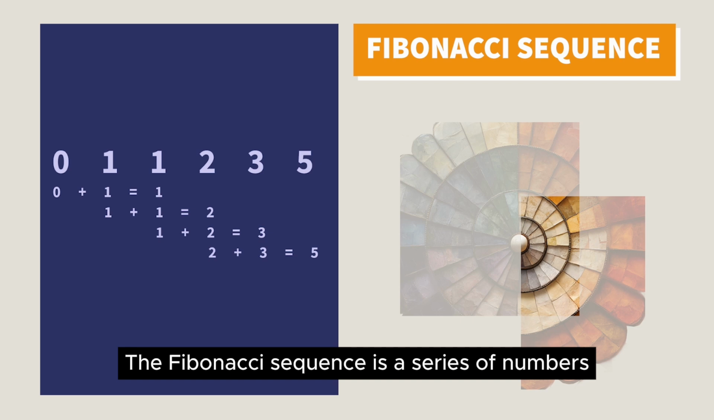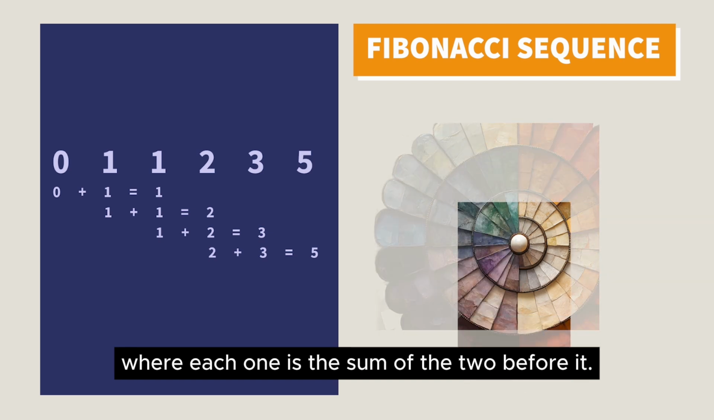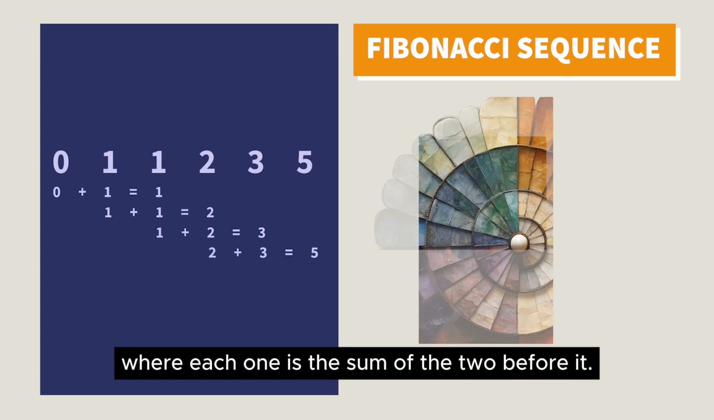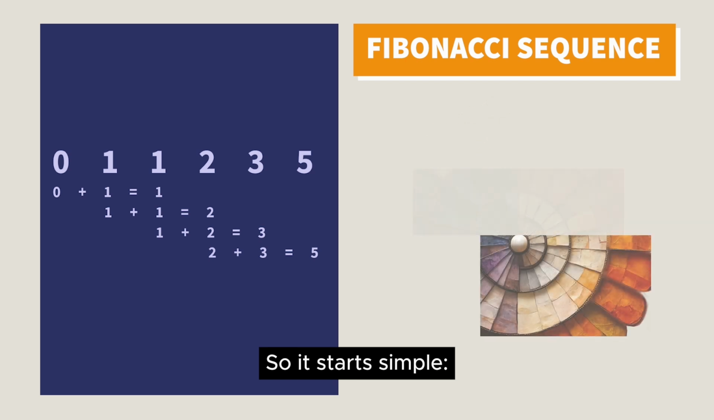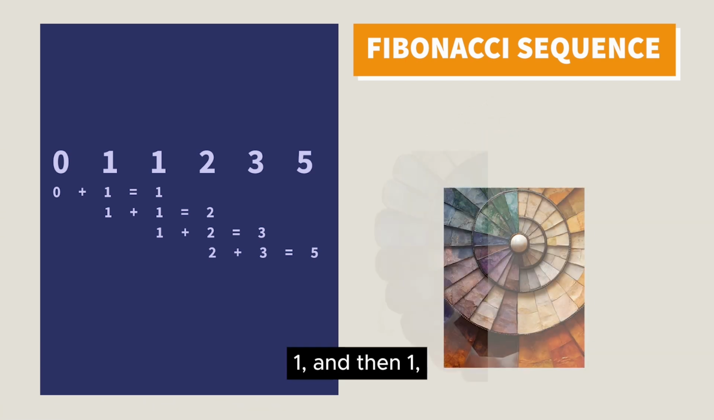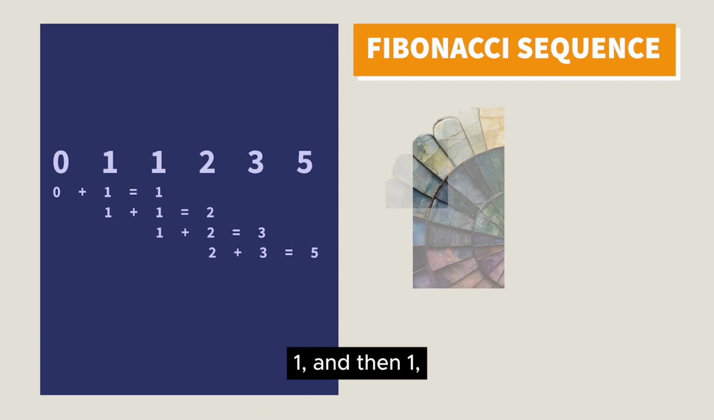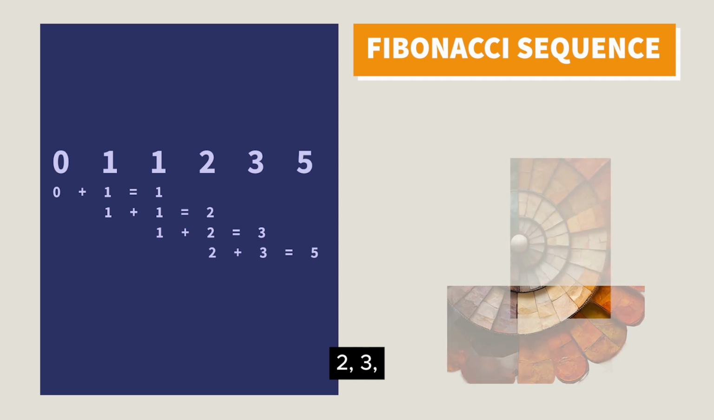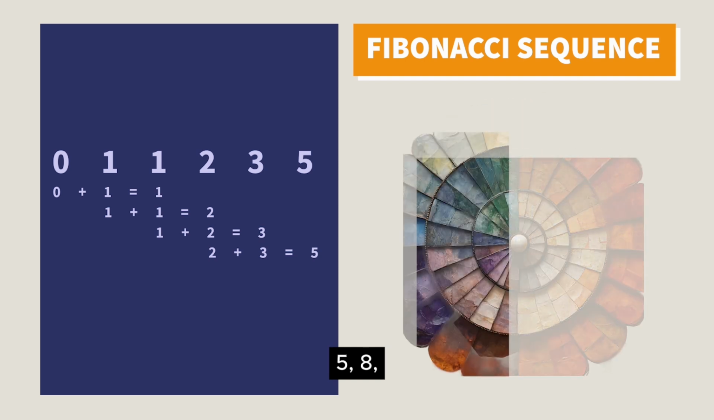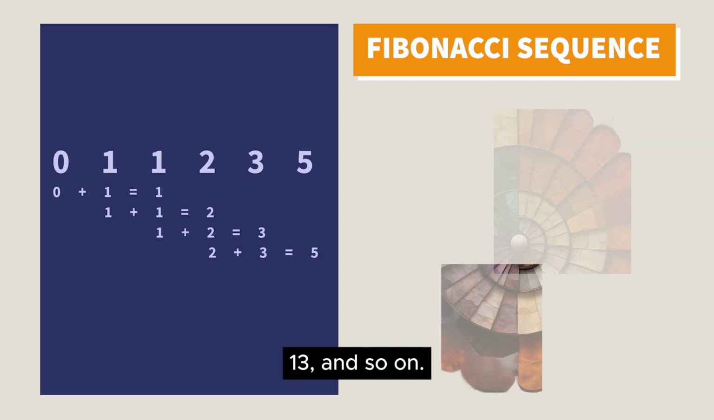The Fibonacci sequence is a series of numbers where each one is the sum of the two before it. So it starts simple: 1, and then 1, 2, 3, 5, 8, 13, and so on.